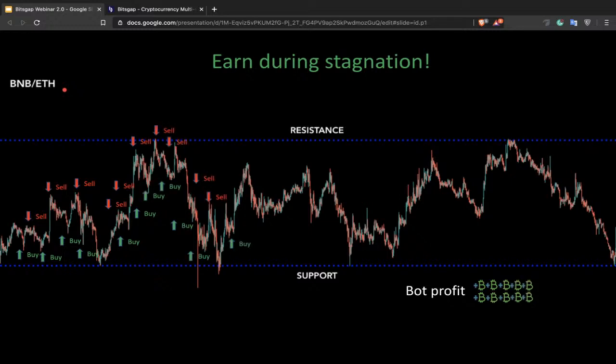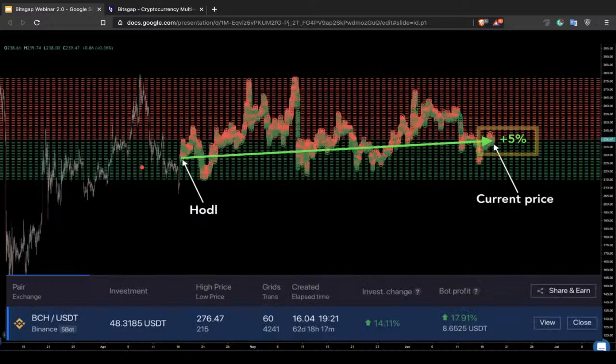And when eventually, hopefully, let's assume that the price, after this stagnation, has breached the resistance level and moved upwards, in this case, you will have your BNB appreciated and your Ethereum appreciated because the bot has generated profits in Ethereum. So you now have Ethereum on your balance, which is also affected by the positive value change if the price is moving upwards. So that's the profit maximization effect.